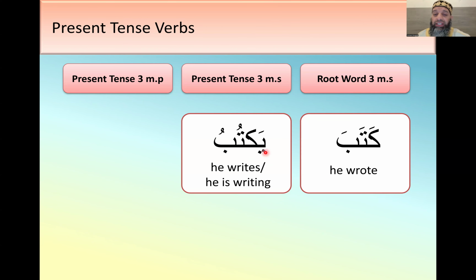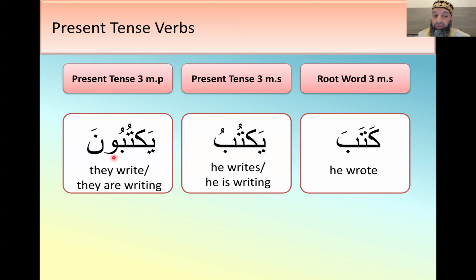So yaktubu means he writes. And yaktubuna is the plural. They all write. You can see the una that we had for plurals like muslimuna, kafiruna, salihuna. Yeah, it's coming in the verbs as well. The una, plural, is coming in the present tense verbs as well. In the past tense, it was just a waw there. But in the present tense, the noon comes as well. Una. So yaktubuna is a plural of yaktubu. Okay, so this is just showing you these as examples.